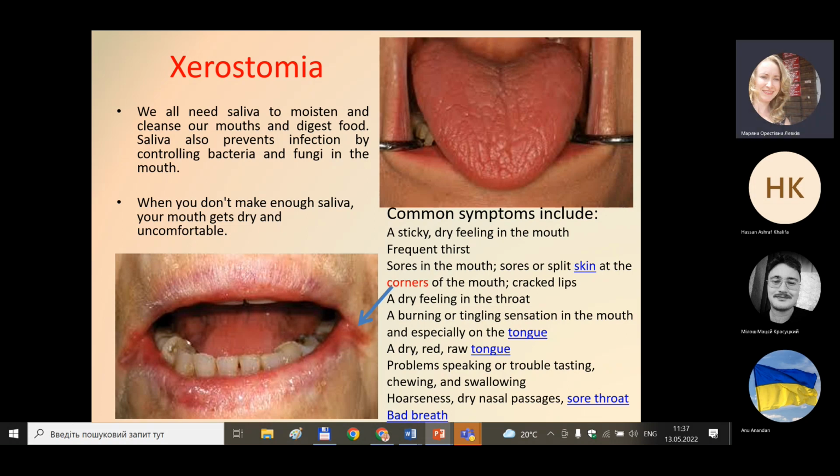Common symptoms of xerostomia include sticky, dry feeling in the mouth, frequent thirst, sores in the mouth, sores or split skin at the corners of the mouth, so-called angular cheilitis, cracked lips, a dry feeling in the throat, a burning or tingling sensation in the mouth, and especially on the tongue, dry, red, raw tongue, problems speaking or trouble tasting, chewing and swallowing, hoarseness, dry nasal passages, sore throat, bad breath. So all of that are possible symptoms of xerostomia.